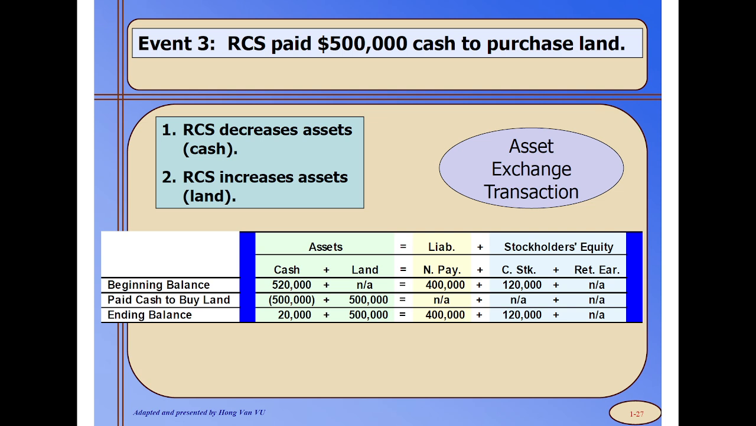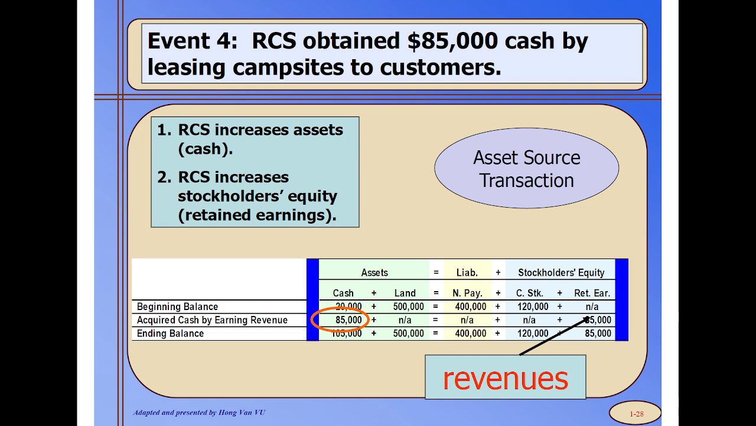Now let's see a transaction that involves generating revenue for the company. You know that the company already bought the land and uses the land to rent to customers, and when they lease their land to the customer, they will receive money. So we call this leasing. The company obtained 85,000 in cash by leasing land to customers, right?